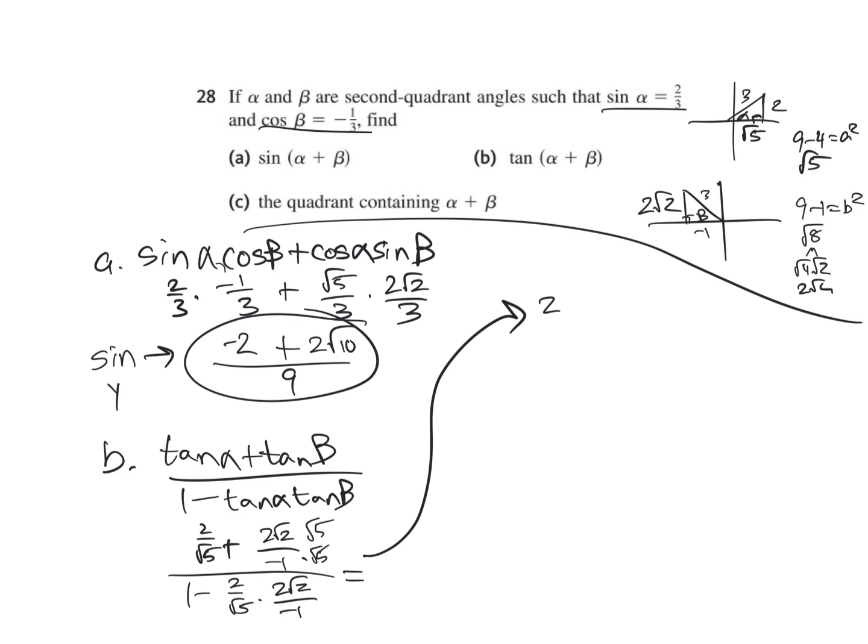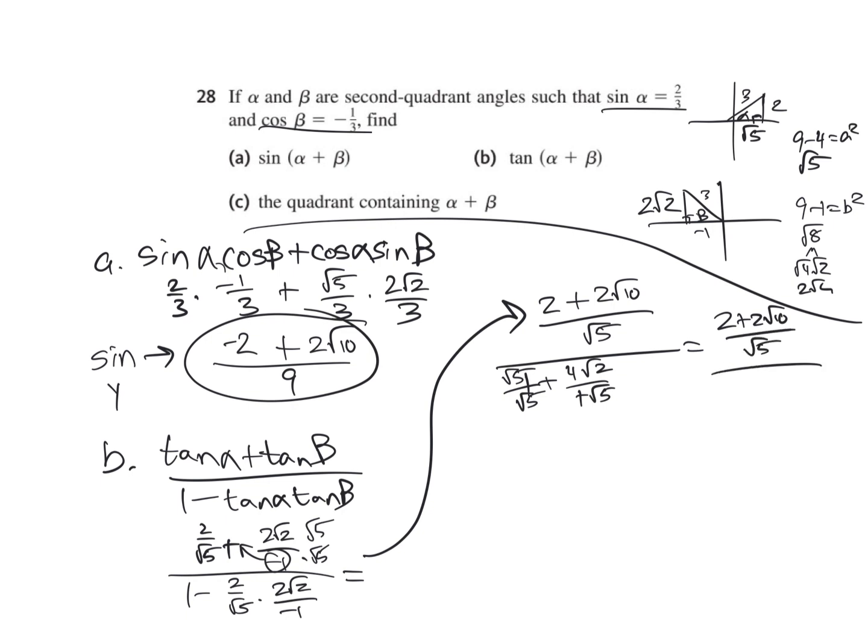So let's pull this negative 1, put the negative out here. So this will be 2 plus 2 square root of 10 all over the square root of 5. And that is all over 1 minus 4 square root of 2 and a negative square root of 5. We need a square root of 5 common denominator. So again, 2 plus 2 square root of 10 over the square root of 5, over square root of 5 plus 4 square root of 2 all over the square root of 5.